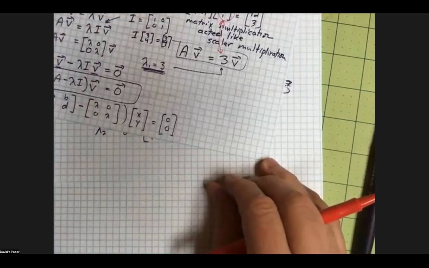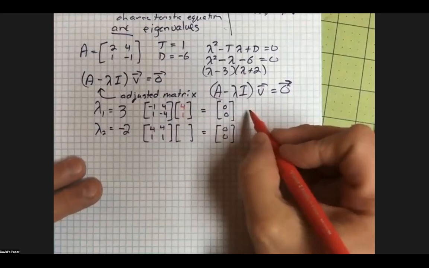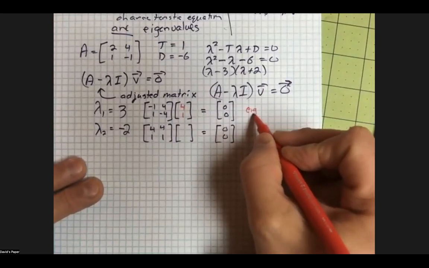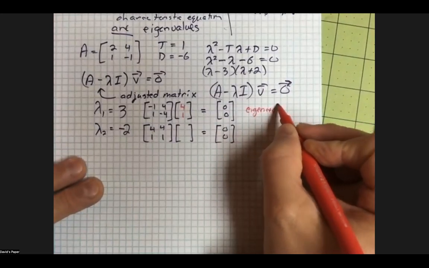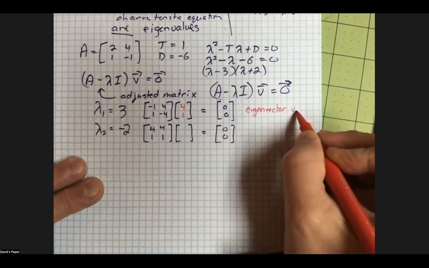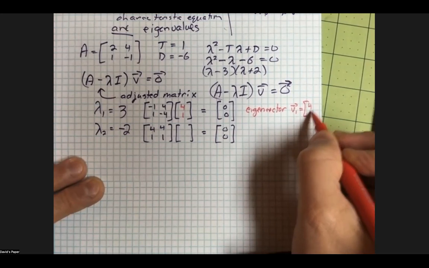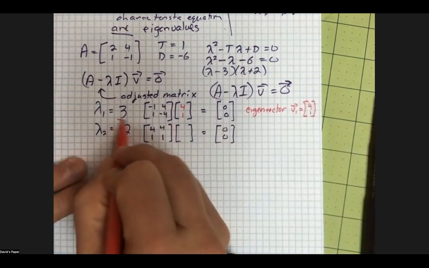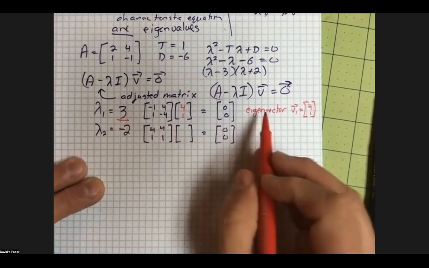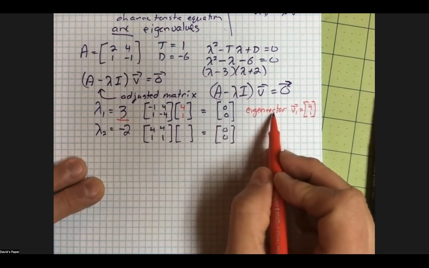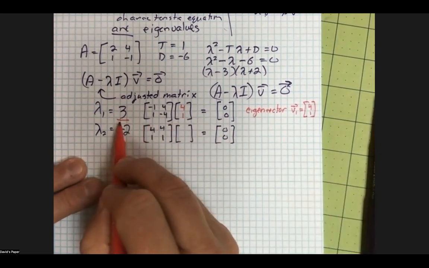The language we use right here is that 4, 1 is an eigenvector. It's the eigenvector that belongs to the eigenvalue 3. It's the unique vector that belongs to the unique value 3.